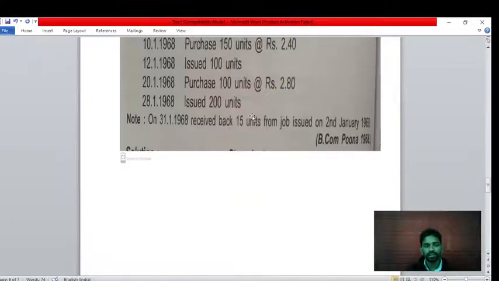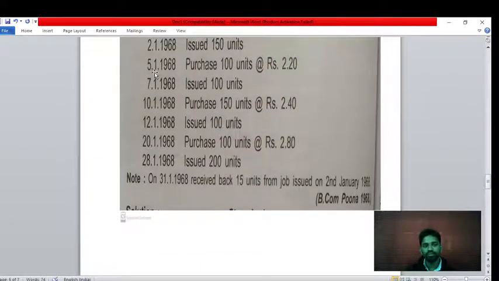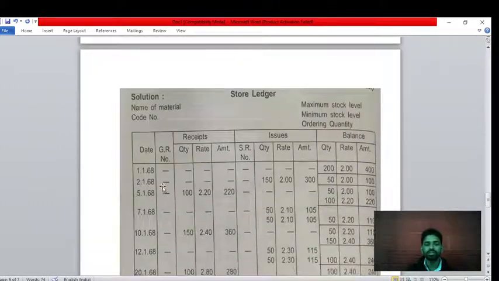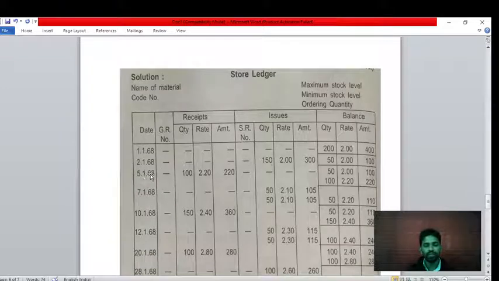Now see on the next date, on 5th January 1968, purchases 100 units at rupees 2.20. So now see, it is the receipts. On 5th January 1968, 100 units, the rate is 2.20, the amount is 220. On this date we have to maintain the balance again.